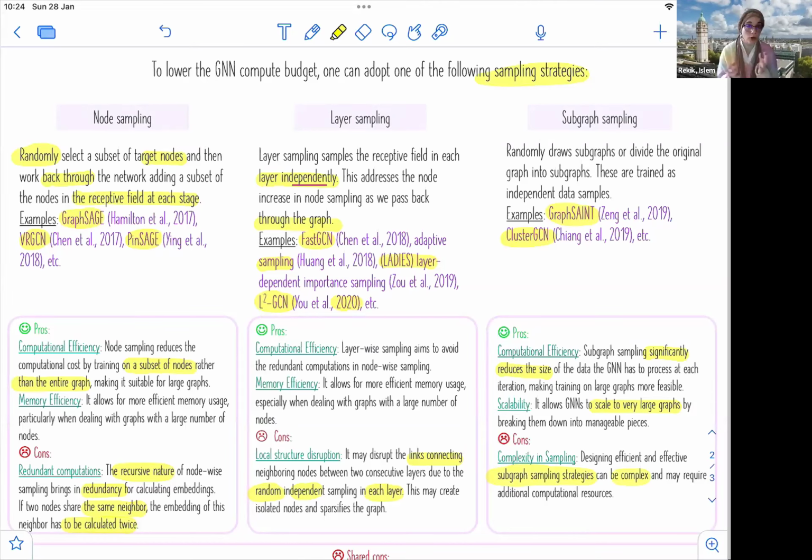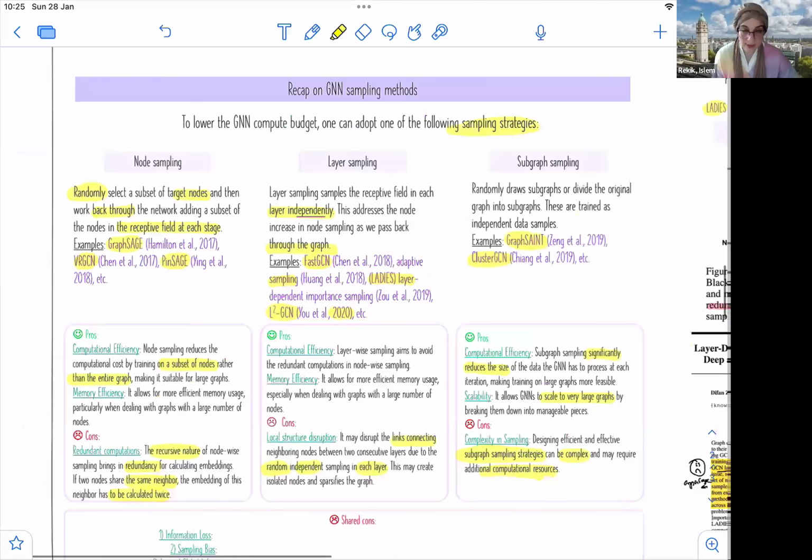It may also require additional computational resources if the graph is huge, and some clustering algorithms, such as manifold-based learning algorithms that learn similarities between different samples for clustering, are not scalable. This means that as the graph increases in size, you cannot do clustering. You get an out-of-memory error, so you cannot run the clustering algorithm. So this is an overview, a recap of GNN sampling.